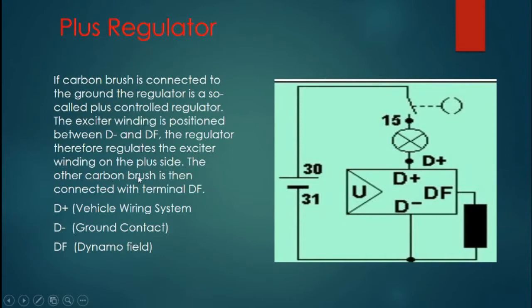The other carbon brush is then connected with the terminal DF. If carbon brush one is connected to ground, the second one is DF, but in the minus regulator one is connected to DF and the other one is connected to D plus. So this is the same D plus, D minus and DF, and you can see it is also the same as this one, but the difference is only that here the exciter winding is at D minus, and the minus is connected to the other side, and this is the ignition switch, on and off.